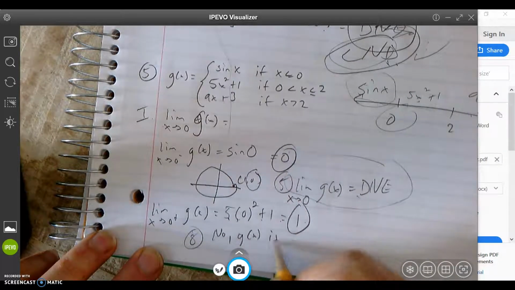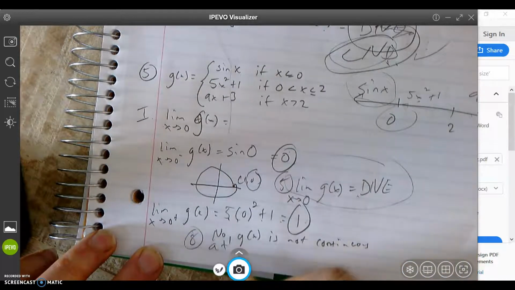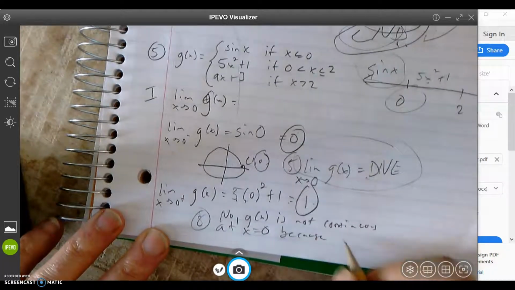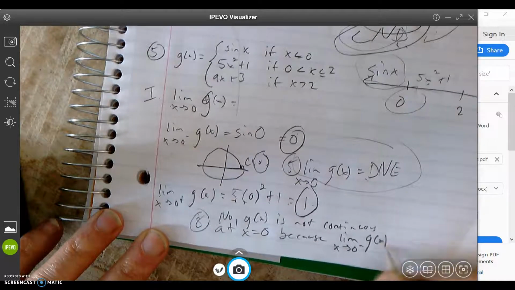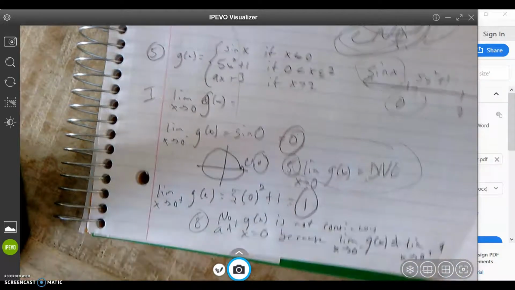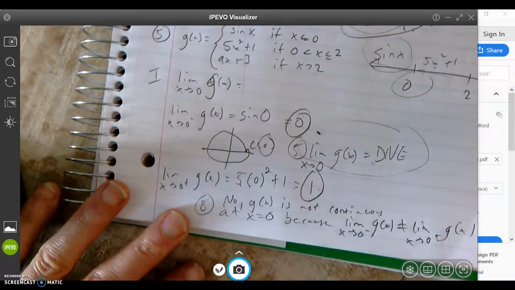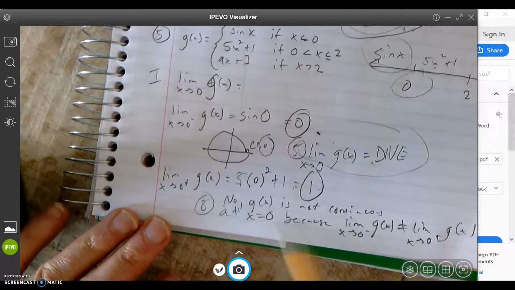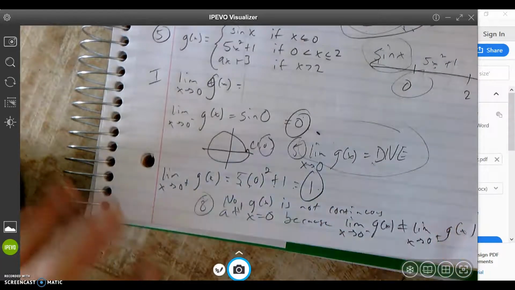So no, g of x is not continuous at x equals 0 because the limit as x approaches 0 from the left of g of x does not equal the limit as x approaches 0 from the right of g of x. Bam. So this is number 5, this is number 8, because you don't have to do any other proof because you already know that there's a jump in the graph and you have to pick up your pencil in order to do it. All right.